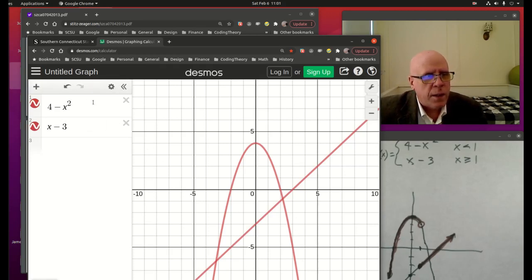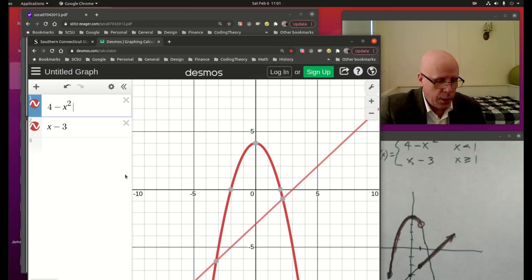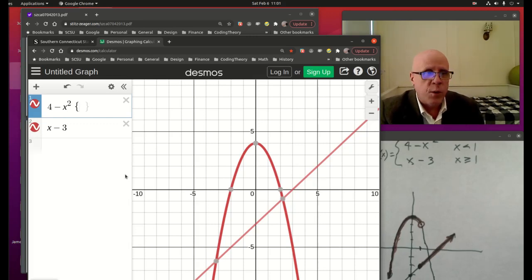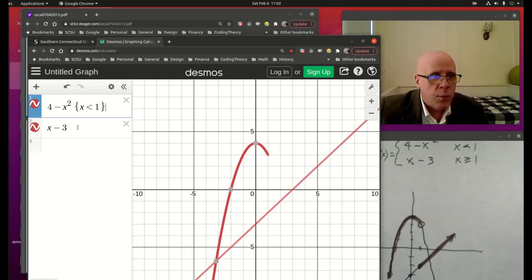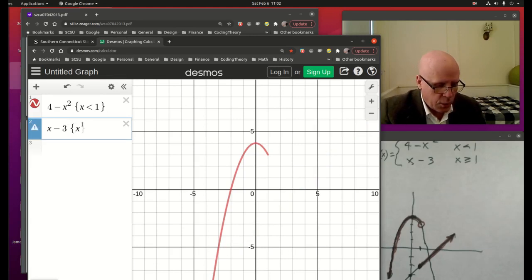The other thing, though, is that I want to only draw this parabola when we are less than 1. And you can do that in Desmos the following way. After the function definition, you can specify the domain. You put a curly brace to indicate that it's a set. The set of x coordinates for which we're going to draw this graph. And what we want is x less than 1. Just put in that inequality, and that's what it draws for you. What was the domain we wanted for the other graph? That would have been x greater than or equal to 1.